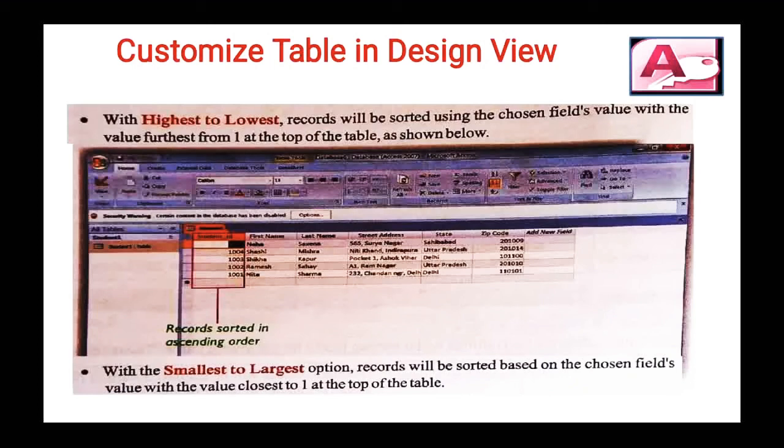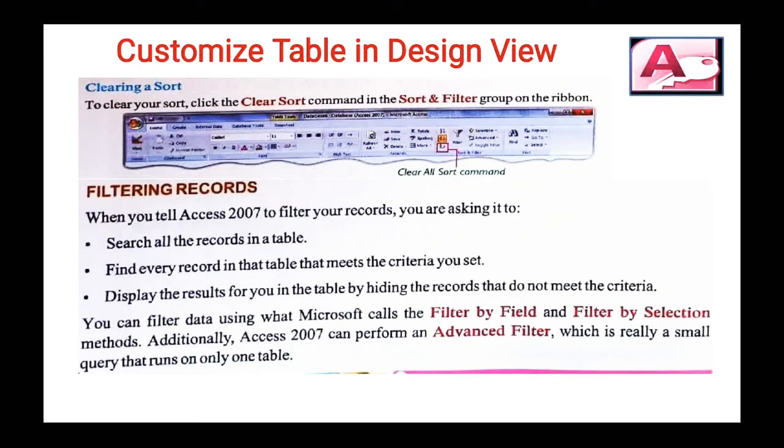Clearing a sort. To clear the sort, click the Clear Sort command in the Sort and Filter group on the ribbon. Filtering records. We can filter data using what Microsoft calls the filter by field and filter by selection methods. Access can perform an advanced filter, which is really a small query that runs only on one table.